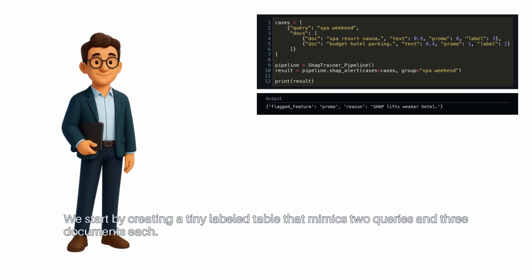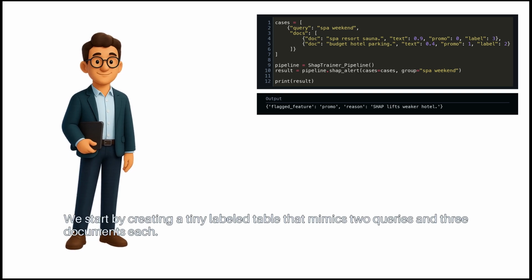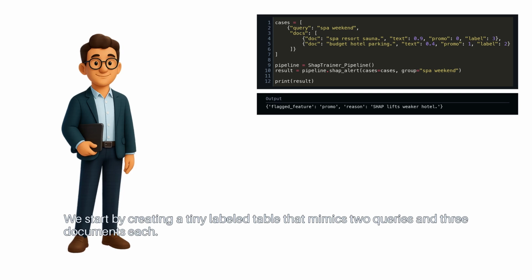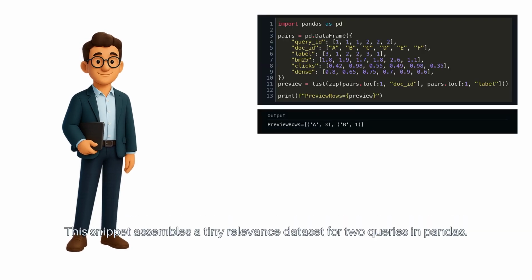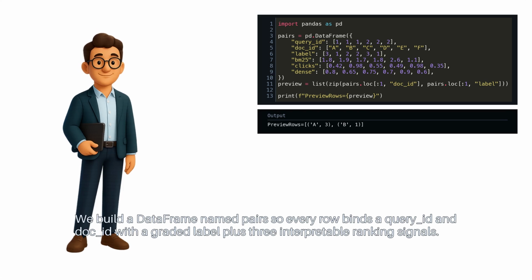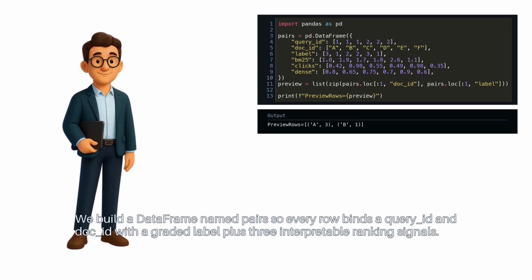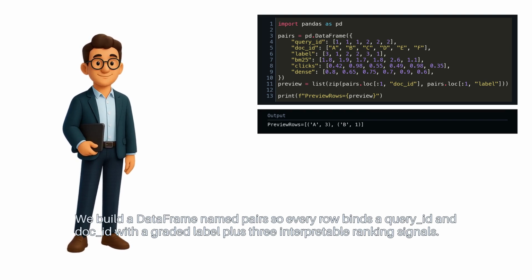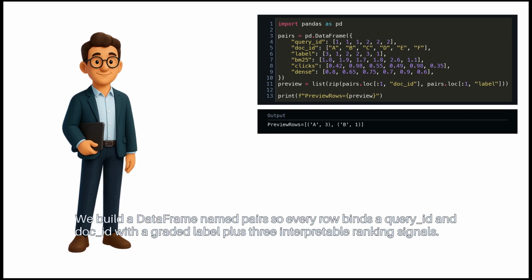We start by creating a tiny labeled table that mimics 2 queries and 3 documents each. This snippet assembles a tiny relevance dataset for 2 queries in pandas. We build a data frame named pairs, so every row binds a query ID and doc ID with a graded label plus 3 interpretable ranking signals.